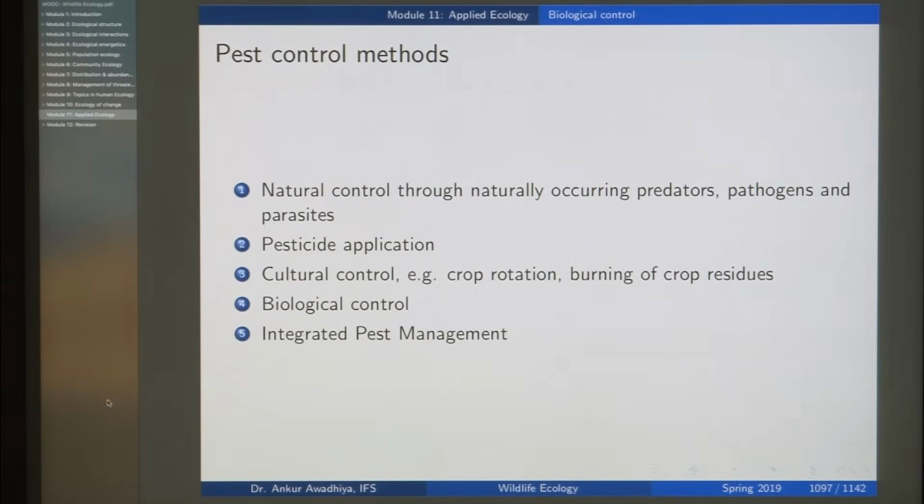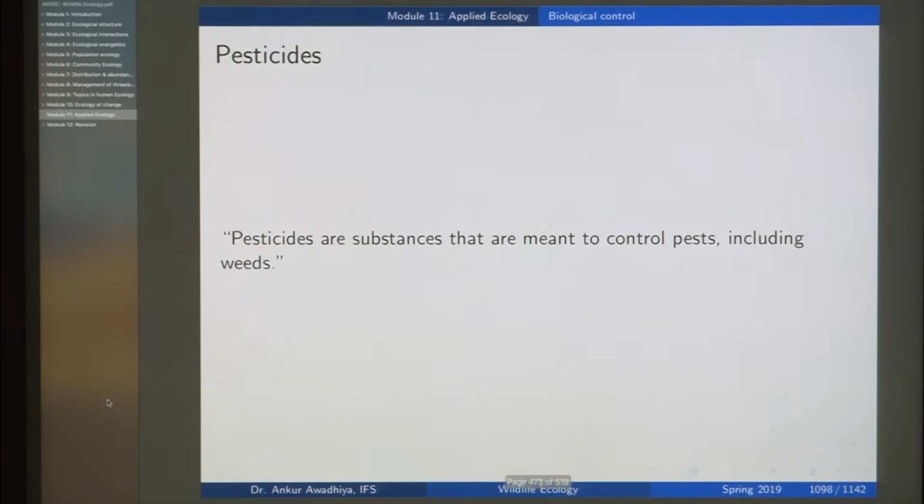You can go for natural control, in which case you let the system act or nature act by itself, or you could go with application of pesticide, which is the norm these days, or you could go for cultural control such as crop rotation, strip cropping, or burning of crop residues, or you could go for biological control using the natural predators or pests or parasites of the pest, or you could go for an integrated pest management.